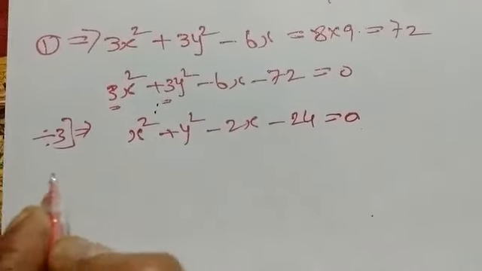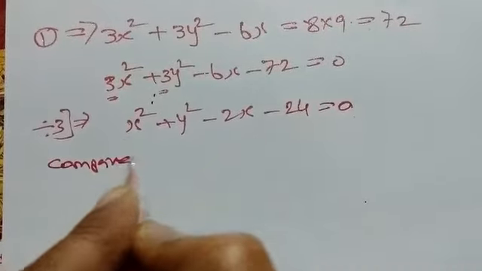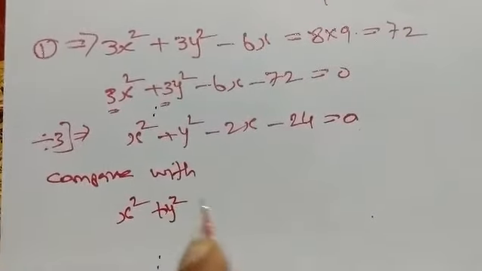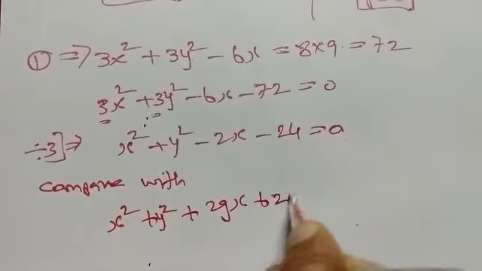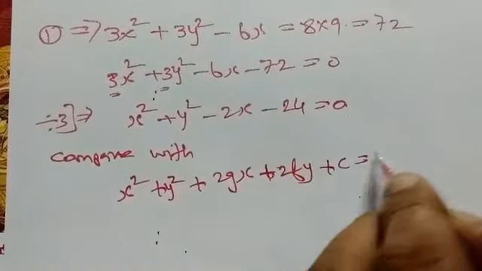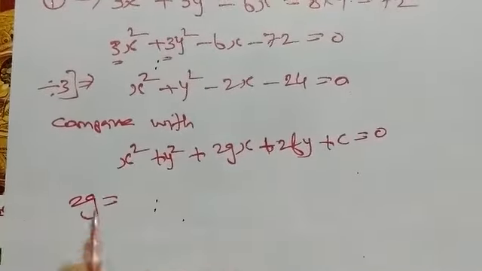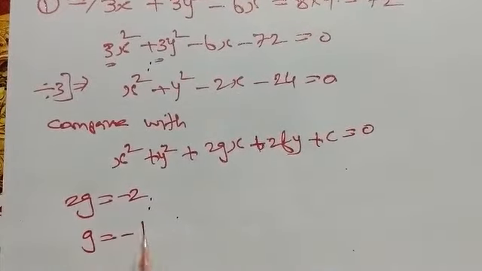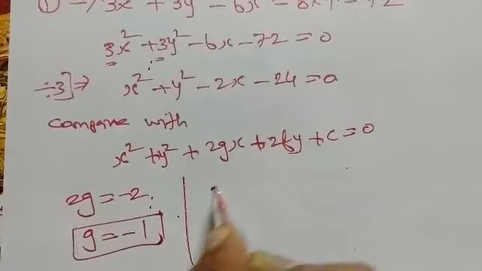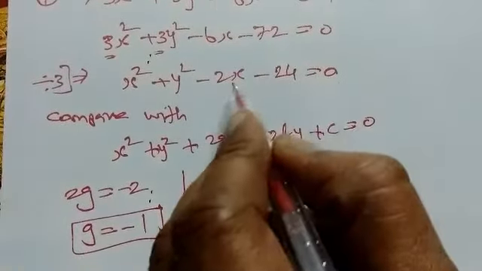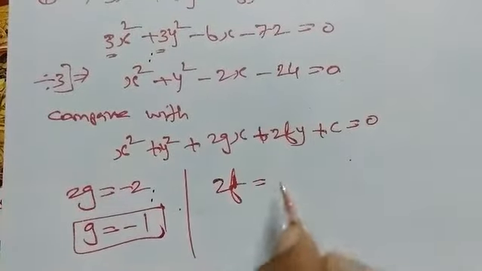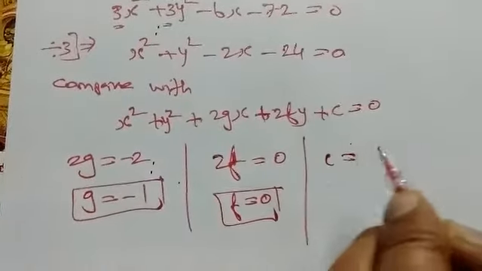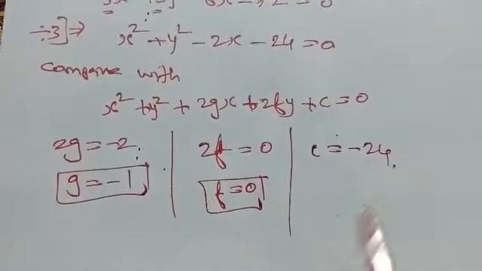Let's compare with the general equation of a circle: x square plus y square plus 2gx plus 2fy plus c equal to 0. Next, the coefficient of x: 2g equal to minus 2, so g equal to minus 2 by 2, minus 1. Next, the coefficient of y: 2fy equal to 0, there is no y term, so f equal to 0 by 2, 0. Next, c is minus 24.